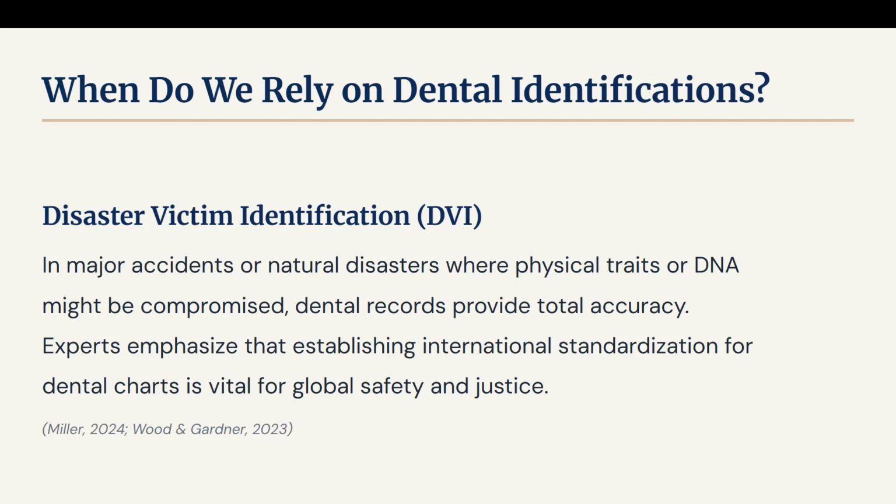So when does this tool become the primary line of defense? As documented in the literature by Miller, 2024, as well as Wood and Gardner, 2023, we rely heavily on dental identification during disaster victim identification, or DVI. In major aviation accidents, explosions, or sudden natural disasters, traditional physical features can be completely obliterated, and standard DNA sources are often highly compromised. In these intense mass casualty scenarios, forensic dental records step in as the primary method to restore names to remains.